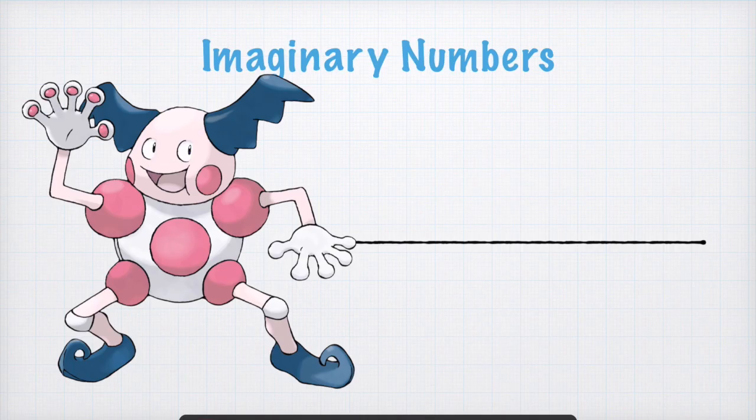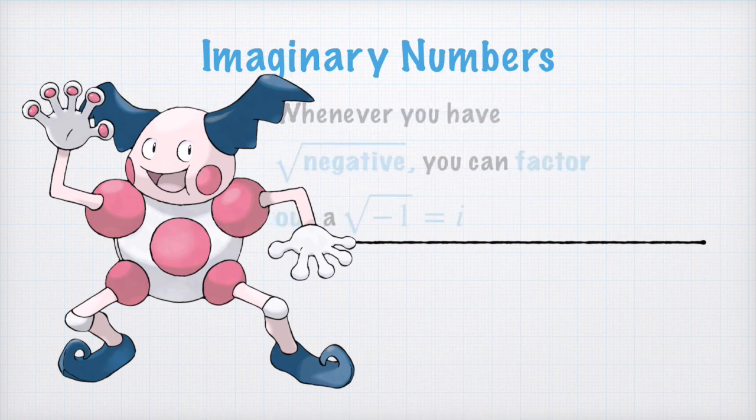So imaginary numbers, I have Mr. Mime up here because if any of you know Pokemon, he creates this wall that you can't see, and imaginary numbers are just things that you can't see, but they actually exist.